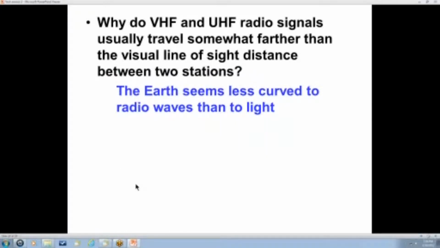Why do VHF and UHF radio signals usually travel somewhat farther than the visual line of sight between two stations? The Earth seems a little less curved to radio waves than to light waves, and that's because radio waves are longer waves. So the Earth seems to be a little bit less curved, and they go a bit farther than light does.